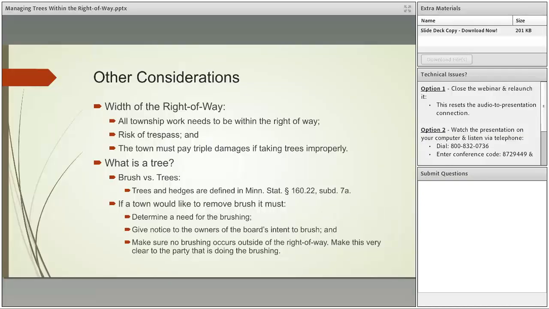So if a town is going to remove brush, it should follow similar procedures to those you would follow if you're going to remove a tree. You have to first determine a need. You have to give notice to the owners of the board's intent to brush, and then you have to make sure that no brushing occurs outside of the right-of-way.